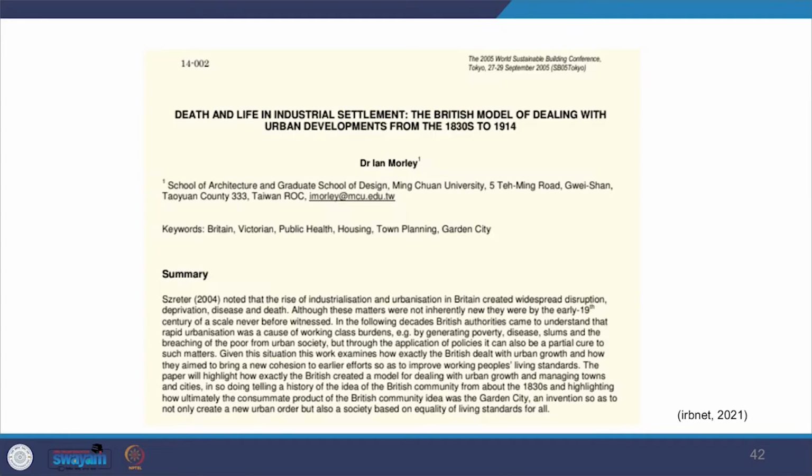As per Dr. Ian Morley's publication in 2005 titled Death and Life in Industrial Settlement, the British model of dealing with urban developments from the 1830s to 1914, acts such as these were precursors to the development in England and Wales that from the mid-1870s permitted the clearance and rebuilding of large-scale urban districts. So you see a lot of slum clearance happened at that time.